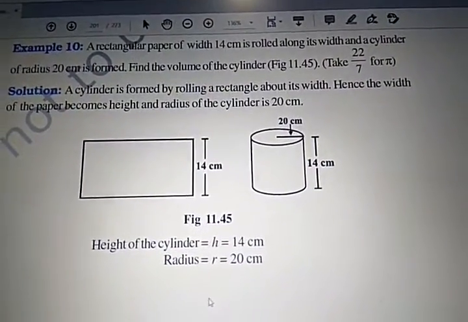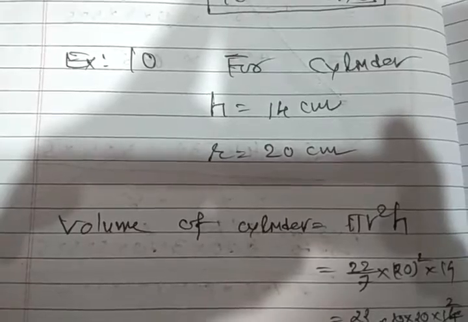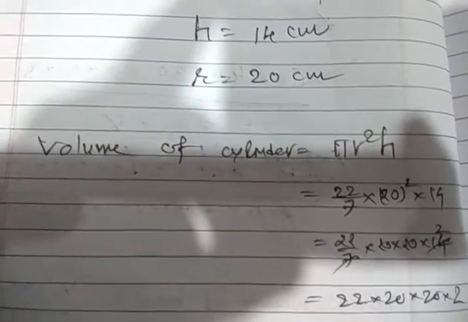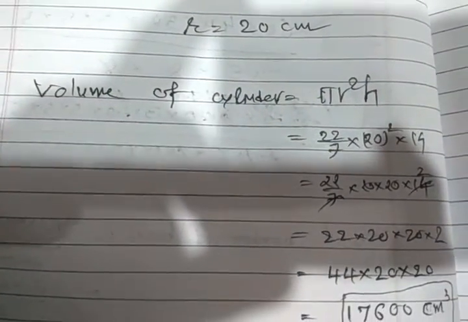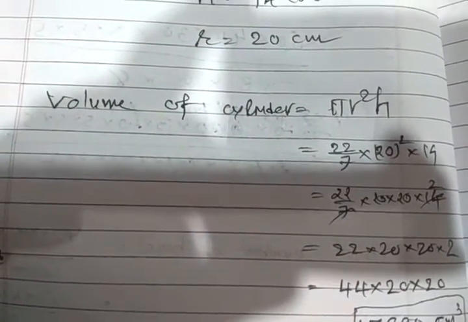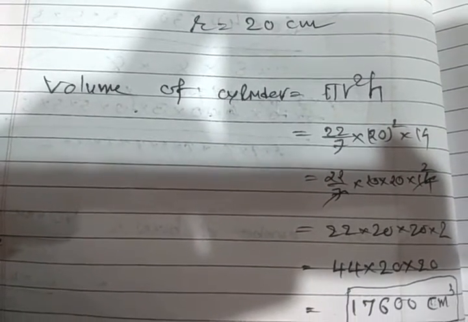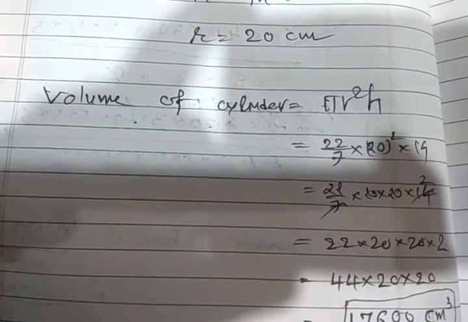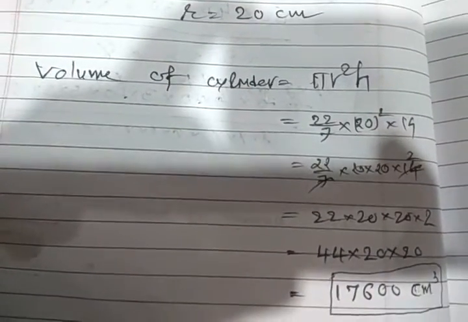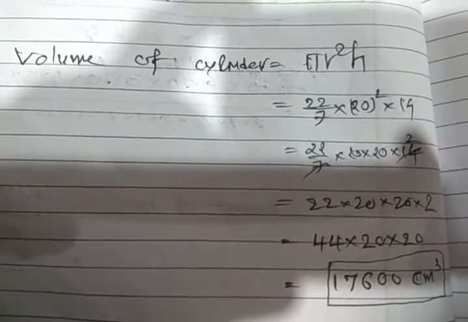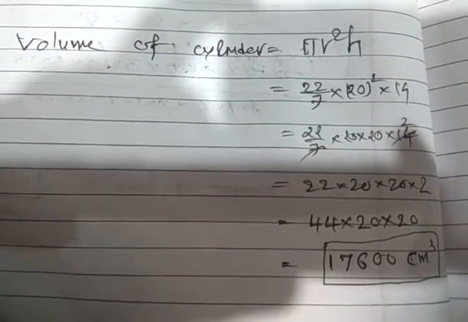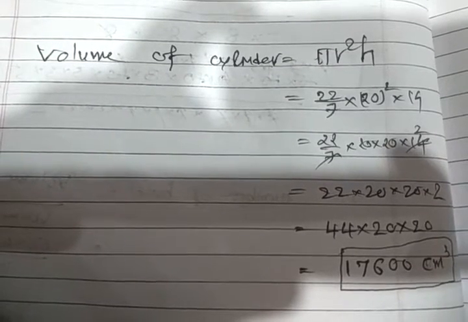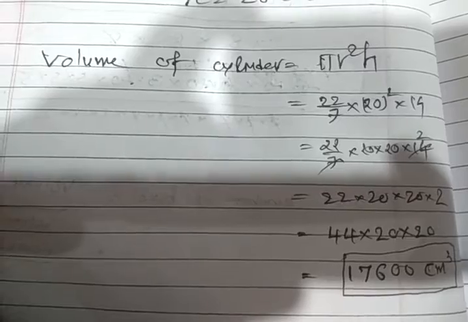So apply the formula. Height is 14 centimeter, radius 20 centimeter. So volume of cylinder is equal to pi r square h. So pi r, that is 20 square, into h, which is 14. So 20 square means 20 multiplied by 20, and we write 14 as 7 multiplied by 2. 7 twos are 14. So remaining is 22 multiplied by 20 multiplied by 20 into 2. When we simplify, you will get 17,600 centimeter cube, the volume of this cylinder.